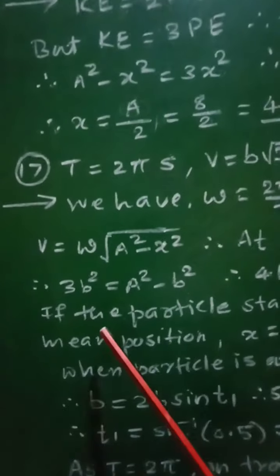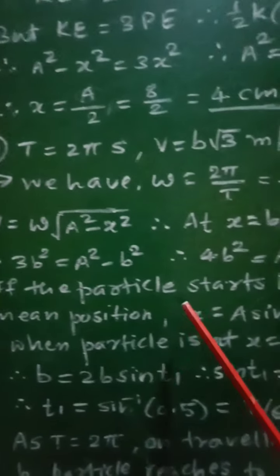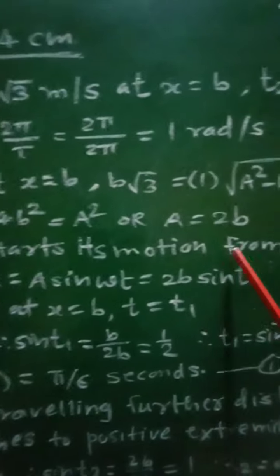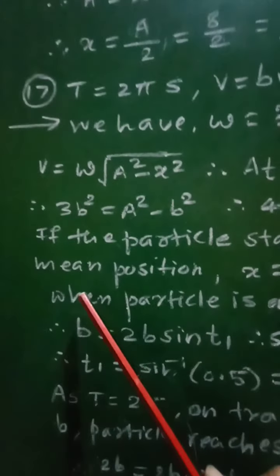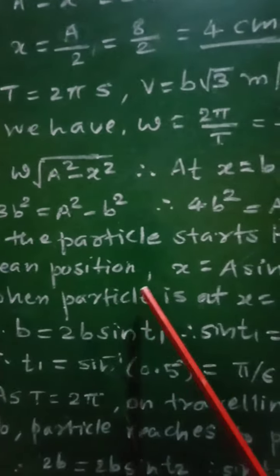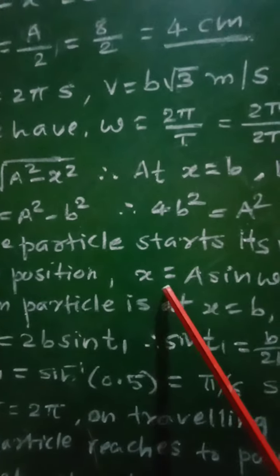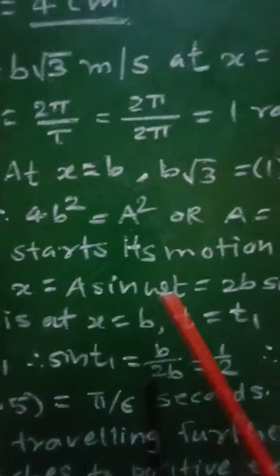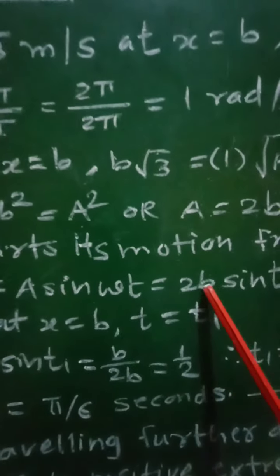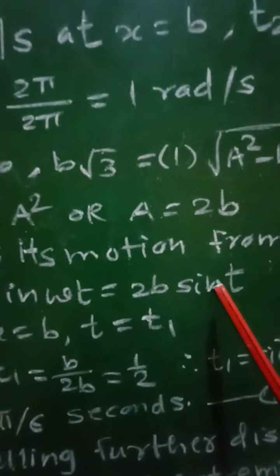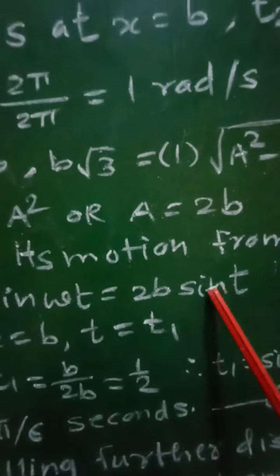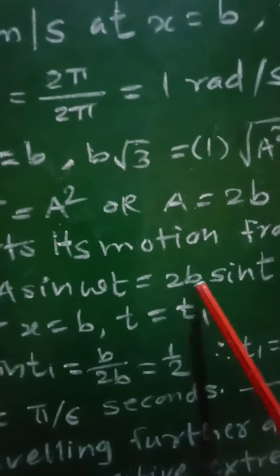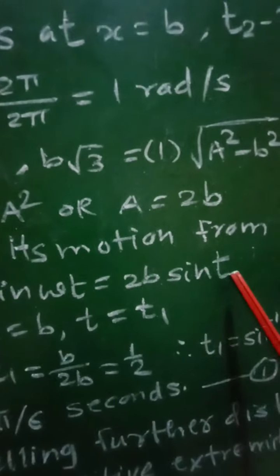Now if the particle starts its motion from the mean position, then its displacement x is equal to a sine omega t, that will be equal to a is 2b and omega is 1, therefore only sine t will be there, and therefore a sine omega t will be equal to 2b sine t.